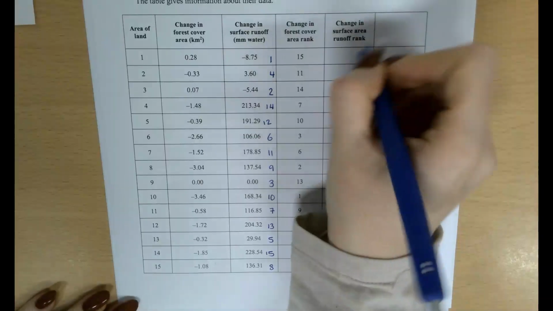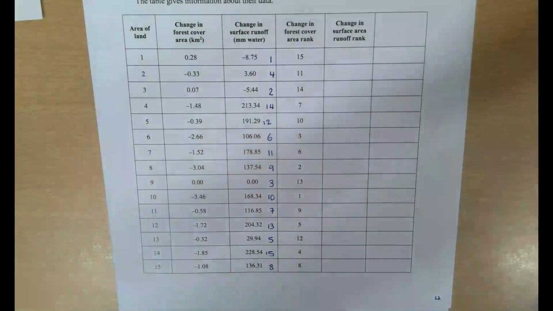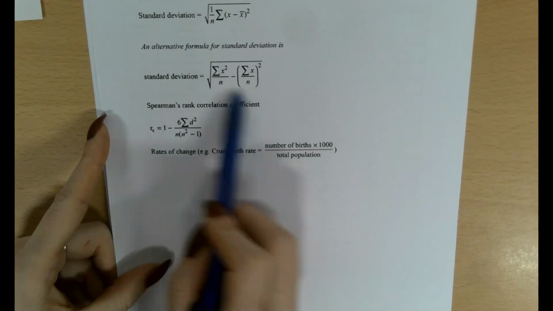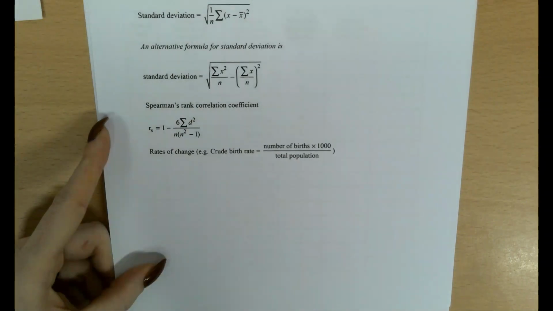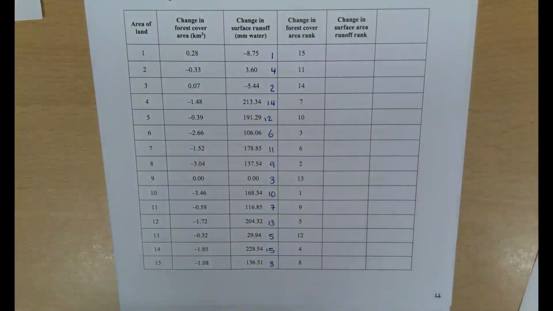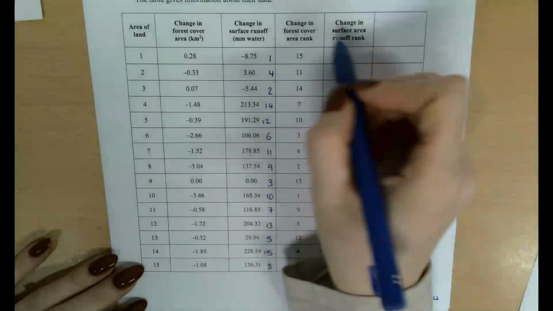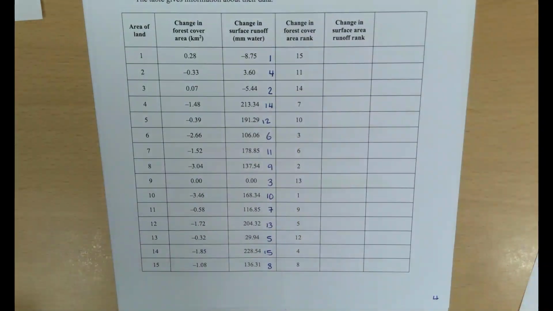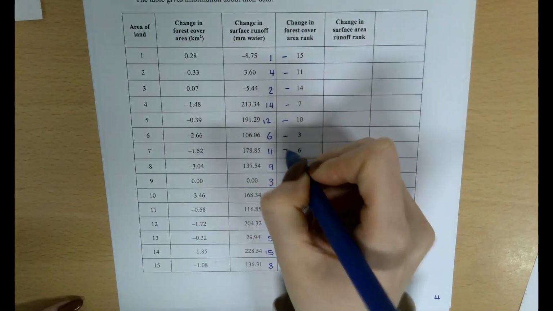And then this column asks me for change in surface area runoff rank, okay? Like so. And this is where coming back to our formula sheet can be useful, because we can see here that actually for Spearman's rank correlation coefficient, we've got this formula, and remembering that d is that difference, okay? So again, I'm thinking about what do I know how to do? Well, I can rank because it told me to rank it. It's now asking me to work out the change in the surface area runoff rank. And so I can go about working that out. And what is that? Well, it's these two numbers subtracted from each other.